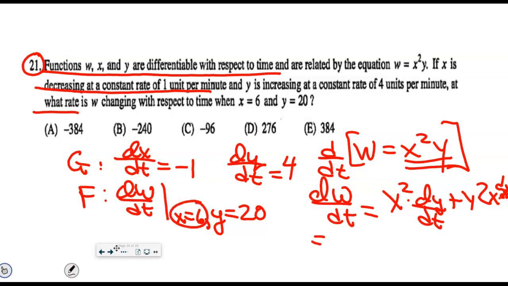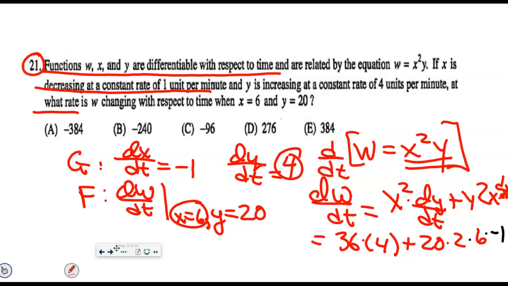So I'm going to do x squared, or 36. dy dt was given as a 4. Plus y, what was y? 20 times a 2 times an x, a 6, times a dx dt, which is a -1.